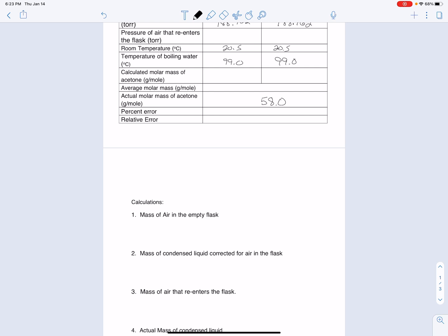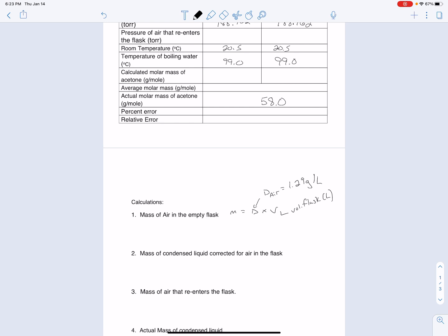And so to find the mass of air in the flask, mass is equal to density times volume. Now, when we talk about the density, this density would be the density of air, which is 1.29 grams per liter. And then the V is going to be the volume of the flask in liters. So we'll go back to the top and we'll grab those numbers real quick so we can get that.